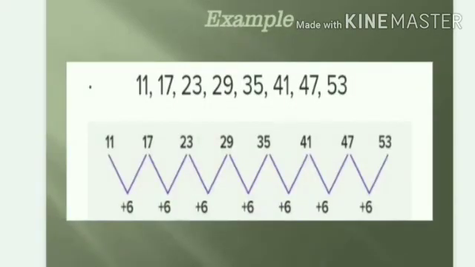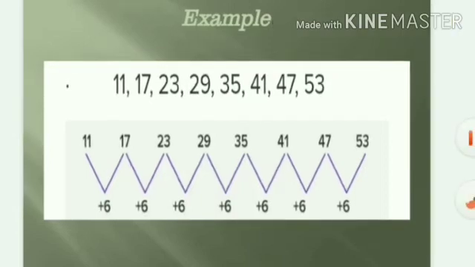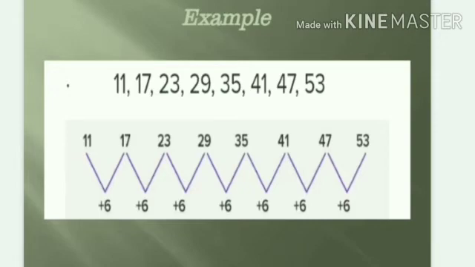Friends, in this example, we see that every term in the sequence has increased by 6, or the difference between two consecutive numbers is 6. So we can get the next term by adding 6 to the previous term. Students, the series started from number 11. When we add 6 to 11, we get 17. So the next term is 17, and when we add 6 to 17 we get 23, and so on.